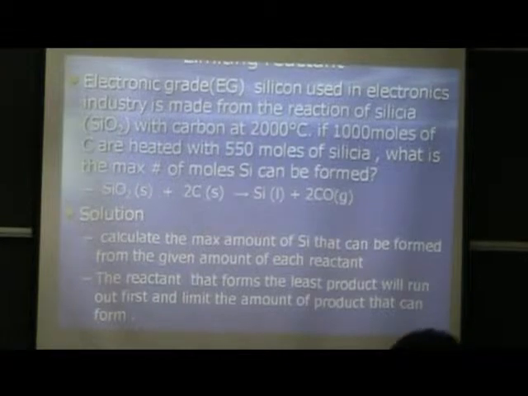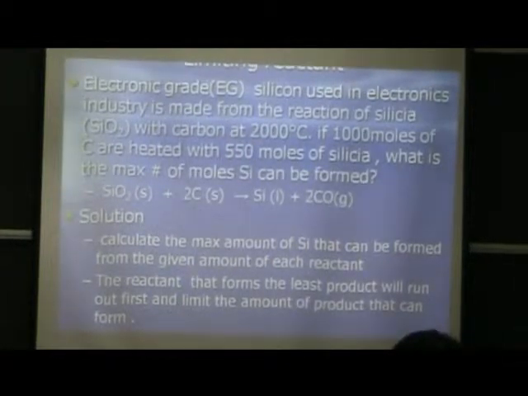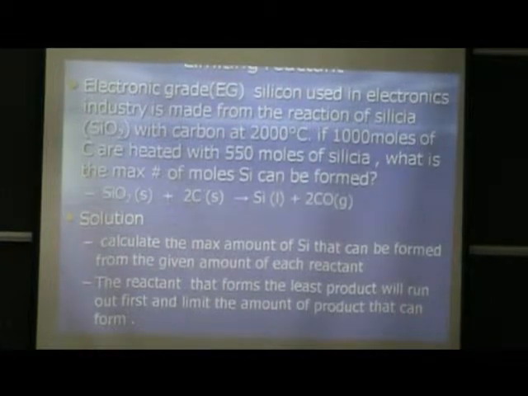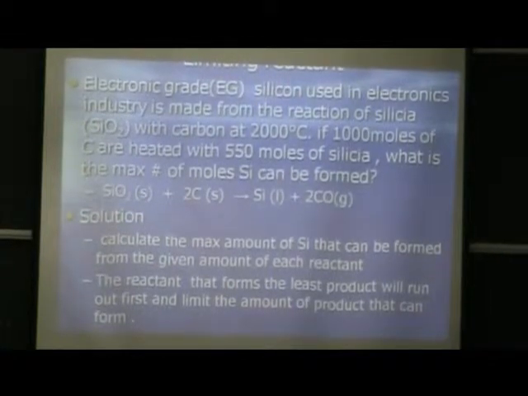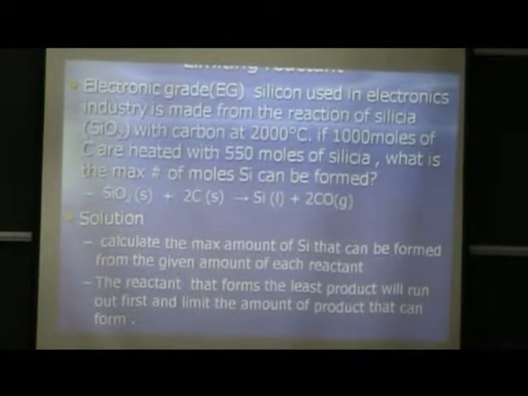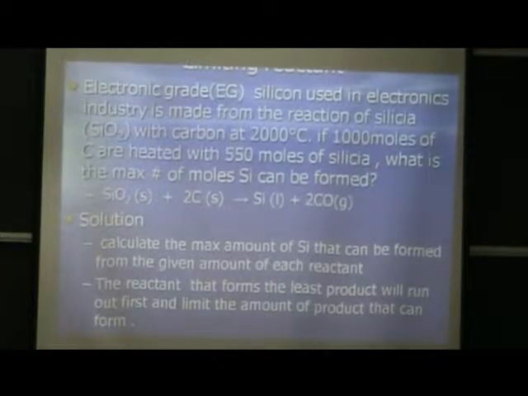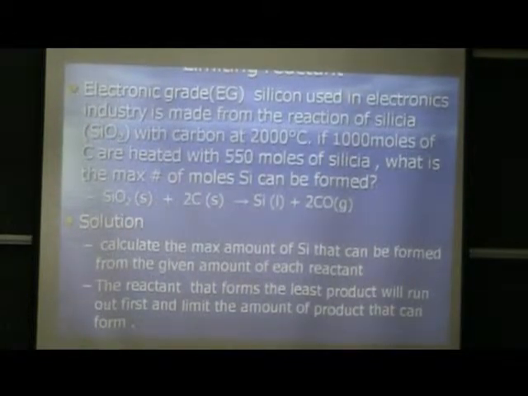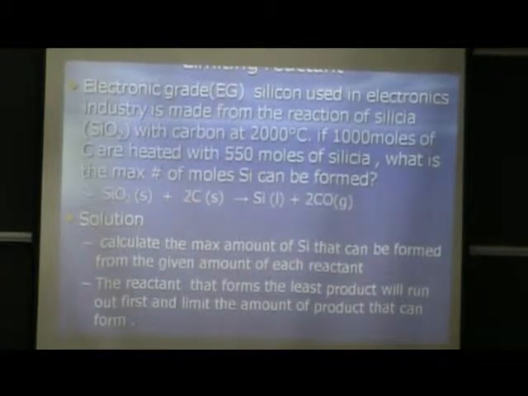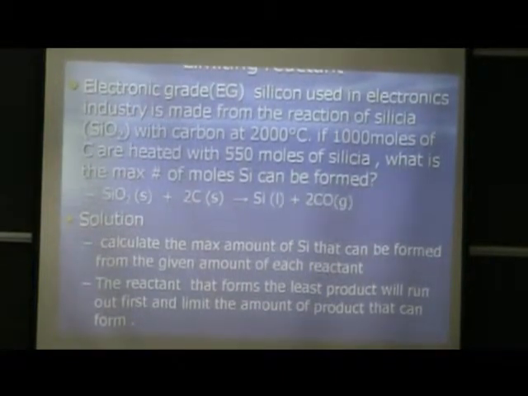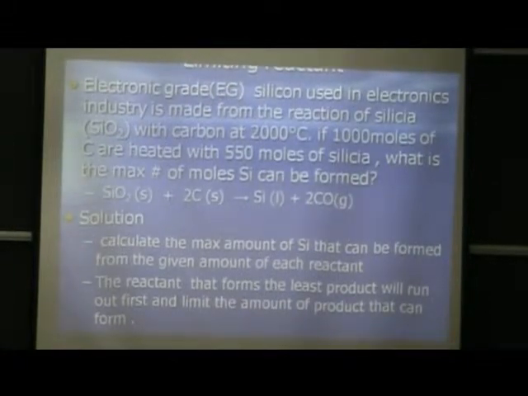Electronic grade silicon is used in the electronics industry. It is made from the reaction of silica, SiO2, with carbon at 2000 degrees centigrade. If 1000 moles of carbon are heated with 550 moles of silica, what is the maximum number of moles of silicon that can be formed? Now, here is the thing.